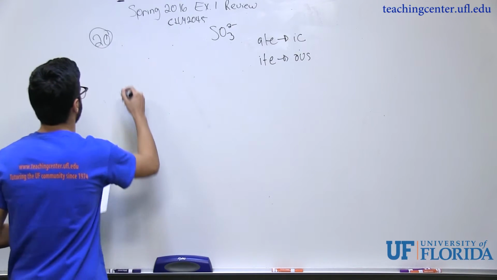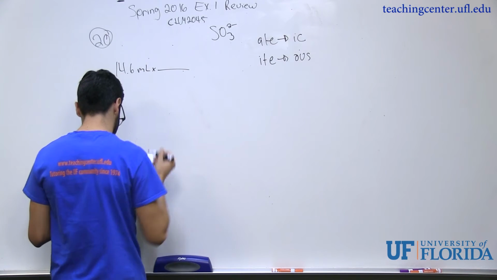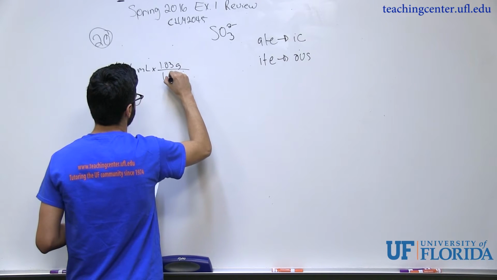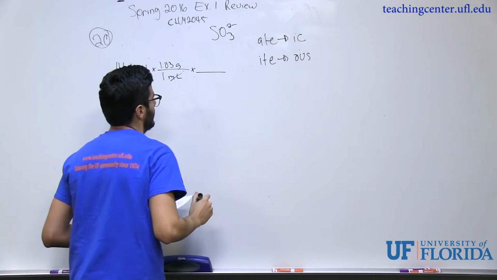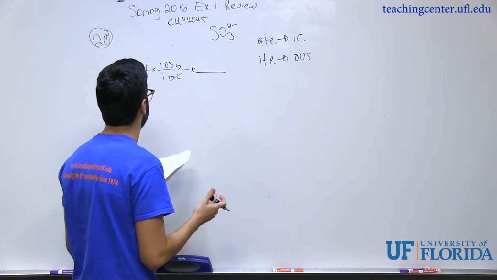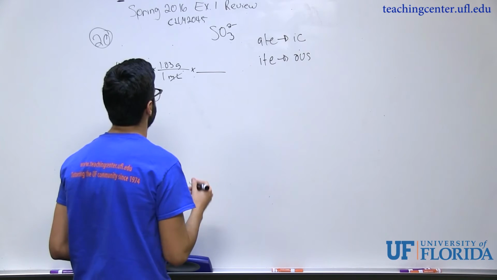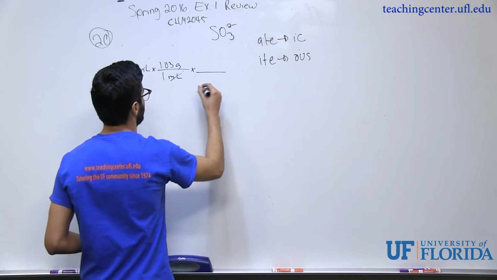So let's start with what we're given. We're given 14.6 milliliters. I know my density is 1.03 grams per 1 milliliter. That cancels my milliliters. So now I'm in grams of sulfurous acid. So I need to have known, this is important because I need to know the mass of sulfurous acid, because now I'm going to use the molar mass here.